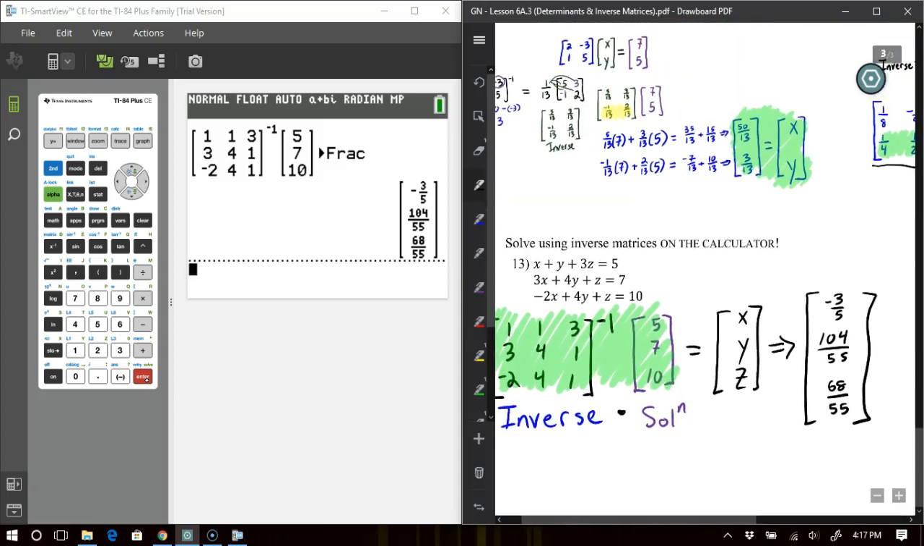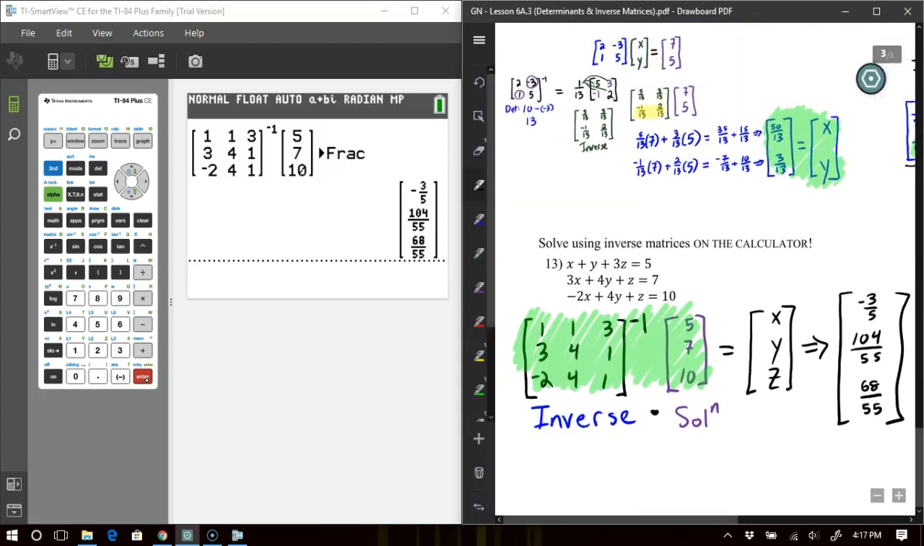And there is exactly what I have written on my screen. 113, 341, -241, raise the negative first power, 5, 7, 10, and there's the values. So your calculator can do all the work for you.